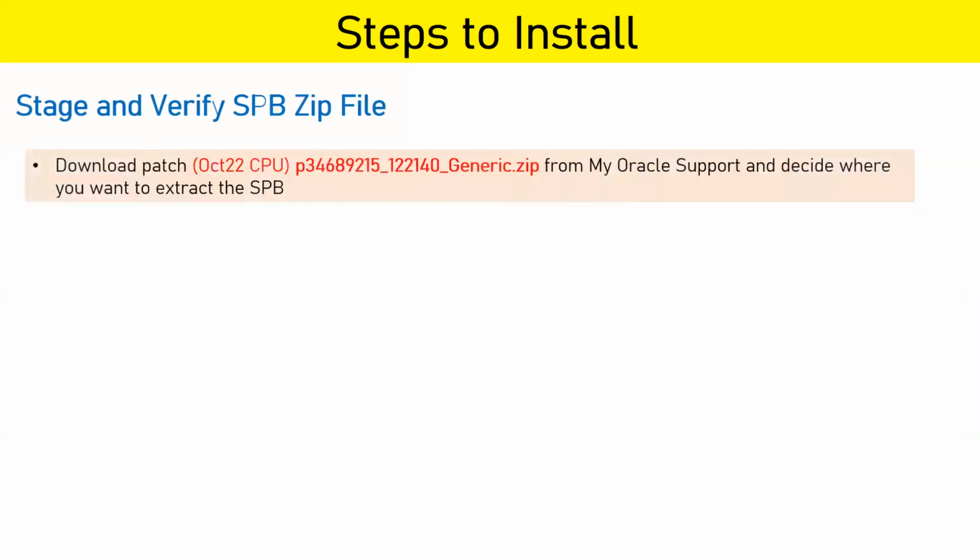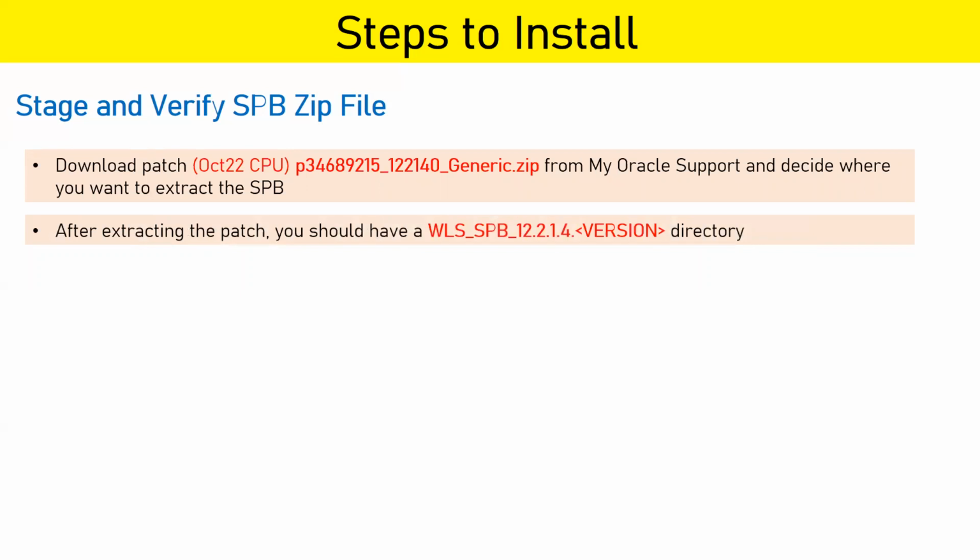So the first step is to stage and verify the SPB file. That means you have to download and verify the file. When we talk about the October cycle, as I said, these CPU patches are released every quarter. If I talk about the last quarter, October, November, and December, for October the patch file is 34689215. You can download this from the My Oracle Support portal.